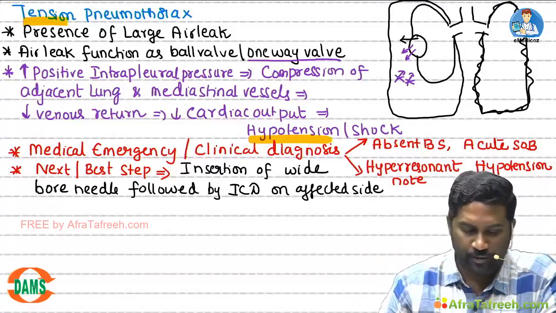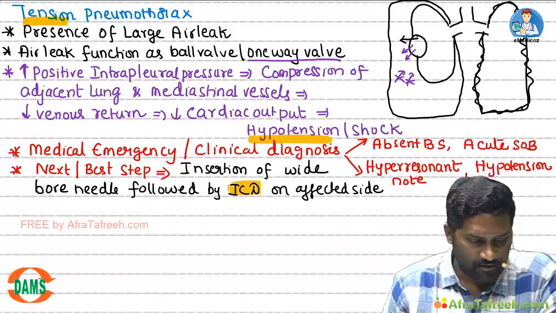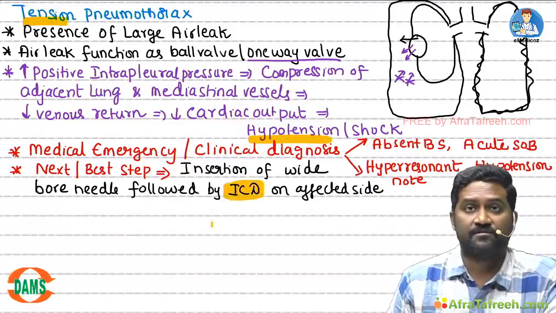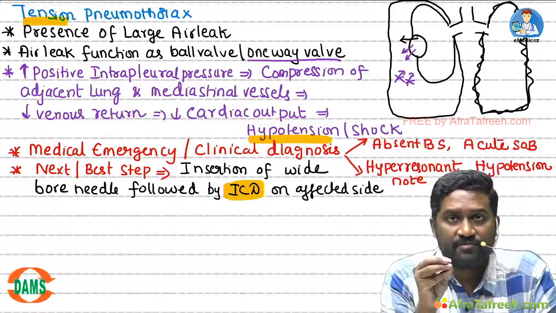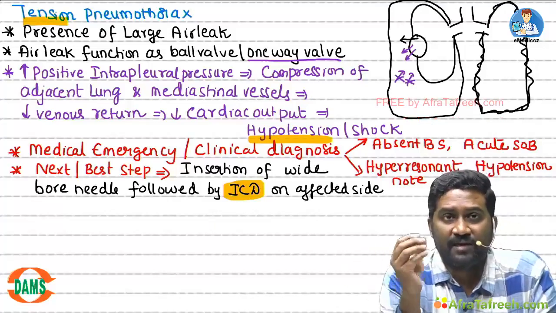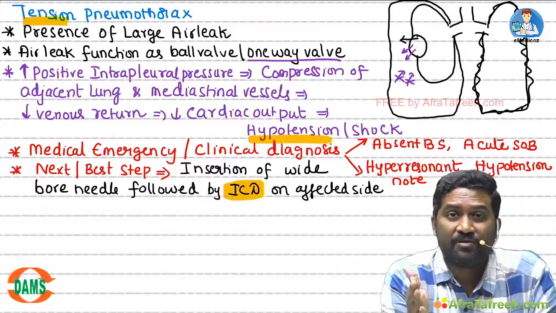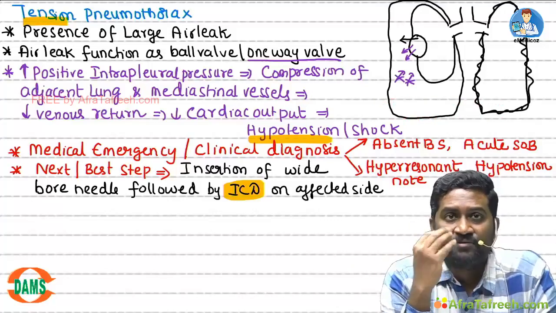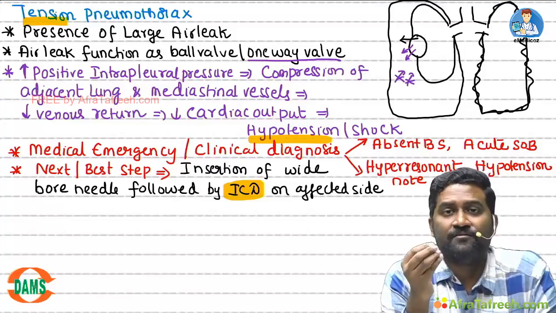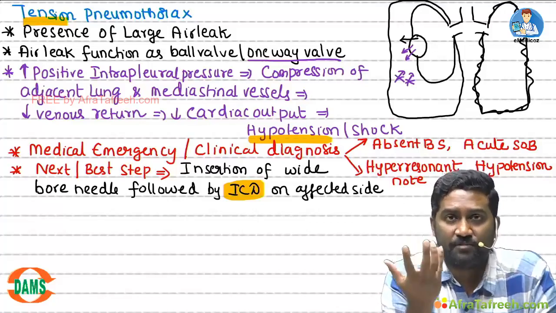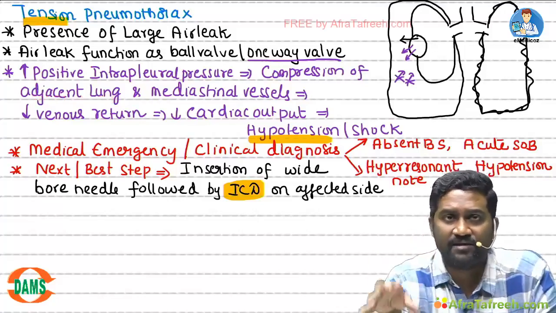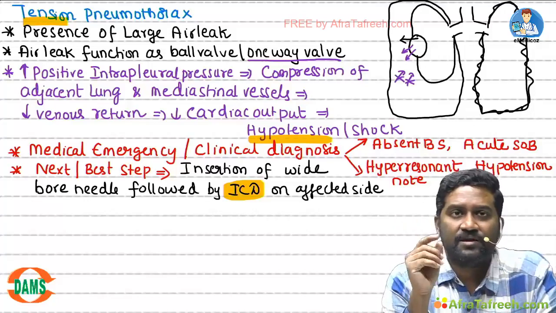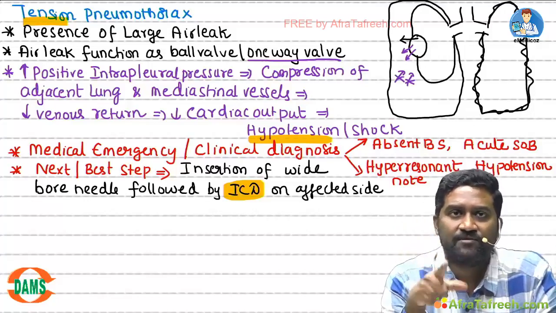Now, you can get a doubt: why not go for an intercostal drain in the first instance itself? Students, intercostal drain insertion is a minor surgical procedure. It will take a few minutes. In those few minutes, the patient may not survive, whereas putting in a needle will only take a few seconds. So, insertion of a wide bore needle will save time, will save the patient's life, and later you can go for ICD when everything is arranged. So, a wide bore needle is put initially to save the life immediately.